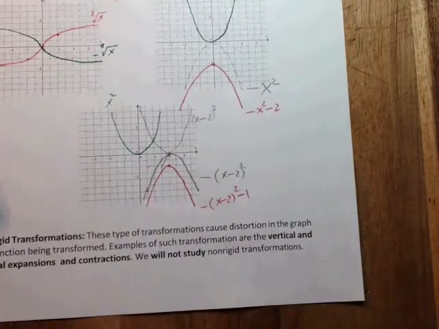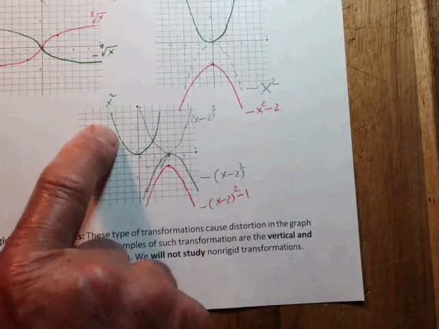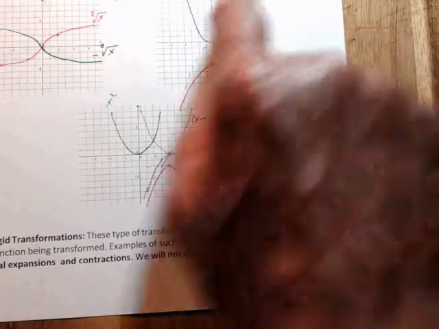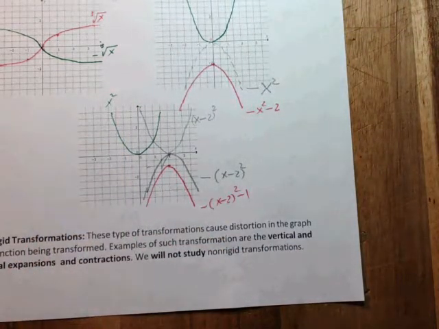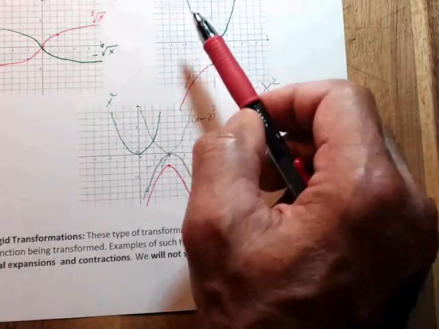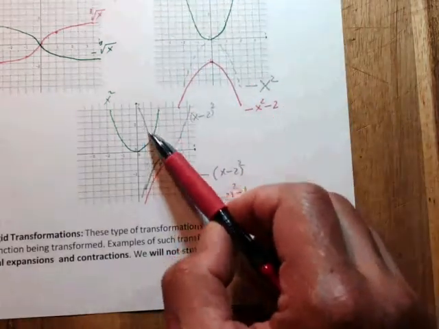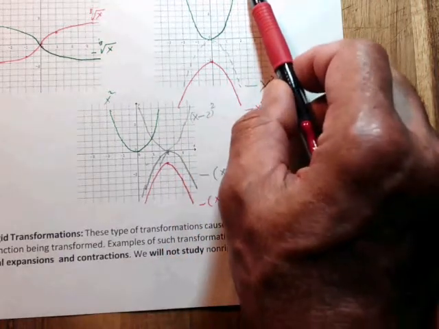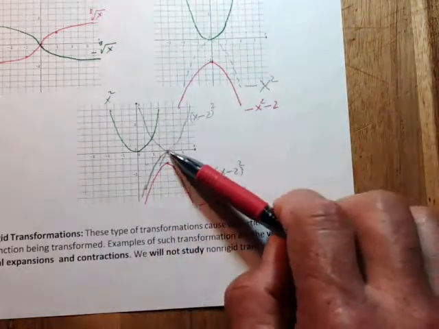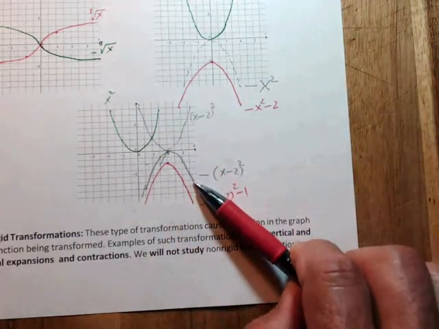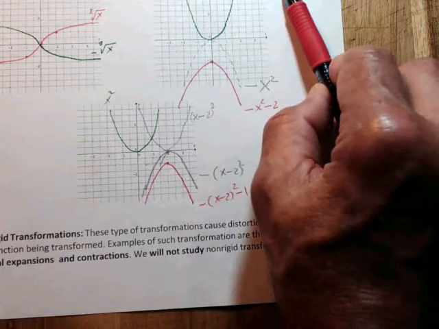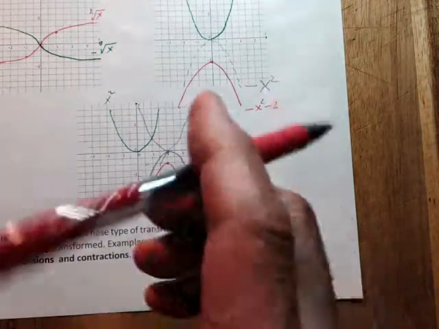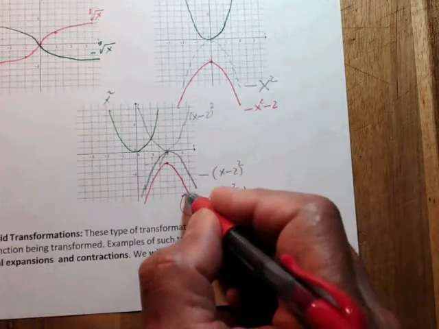So let me explain this one more time. You start with your parent function x squared. The first operation is that you move it to the right by 2 units. So you get this, and then you multiply it by a negative. You flip it downward. You get this. And then you subtract 1 from the whole thing, so you move it downward, or vertically shift it downward by 1 unit. So that's the final product here. Okay.